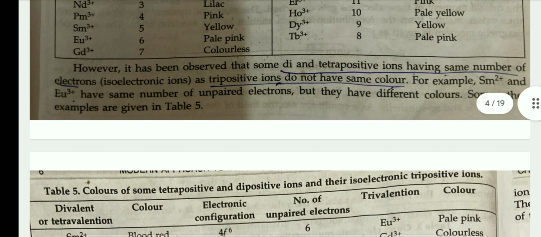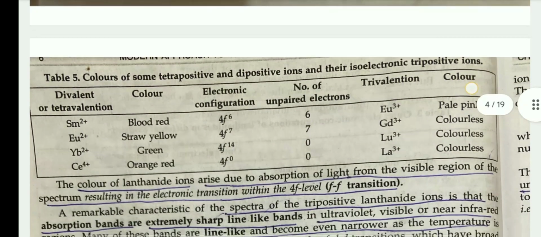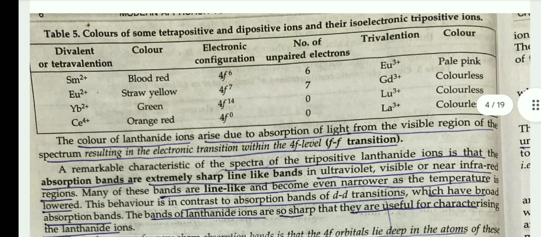However, it has been observed that some di- and tetrapositive ions having the same number of electrons as tripositive ions do not have the same color. For example, Sm2+ and Eu3+ have the same number of unpaired electrons but they have different colors. Some other examples are given in the table: Sm2+ blood red, Eu2+ straw yellow, Yb2+ green, Ce4+ orange red.